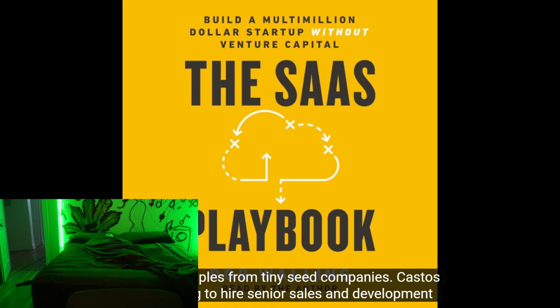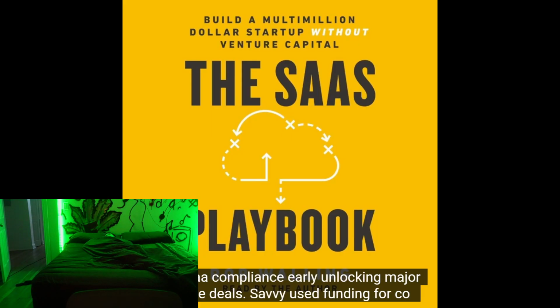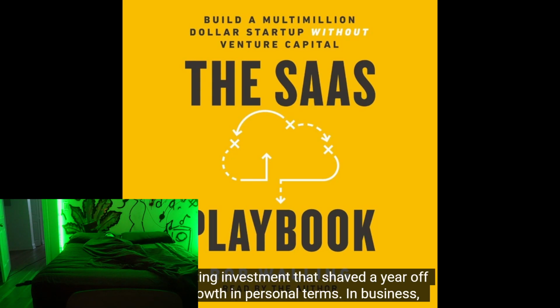Examples from tiny seed companies. Castos used funding to hire senior sales and development people instead of juniors, compressing years of learning. Sinewell used funding to get SOC 2 Type 2 and HIPAA compliance early, unlocking major enterprise deals. SavvyCal used funding for SEO and marketing investment that shaved a year off organic growth. In personal terms, in business, money saves years.